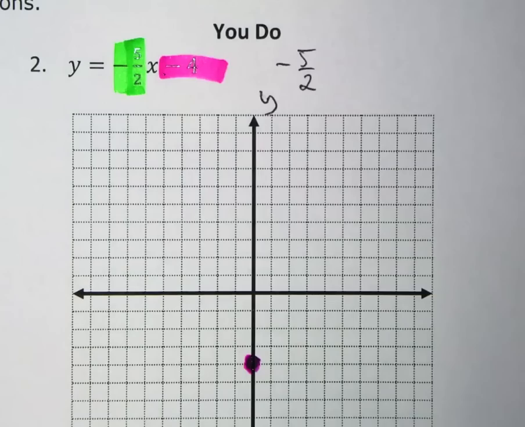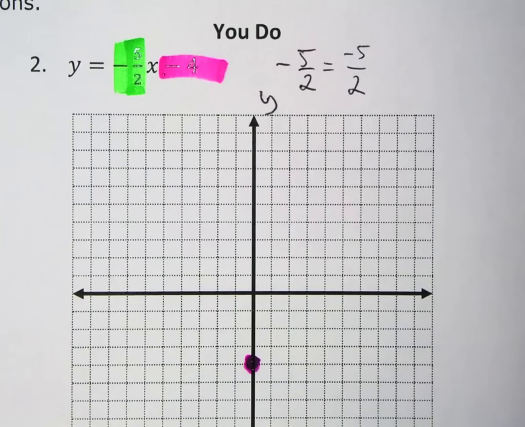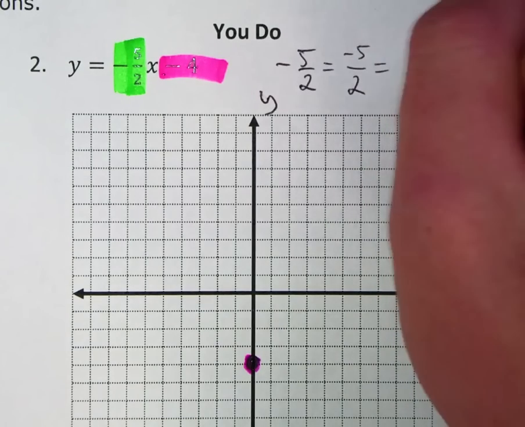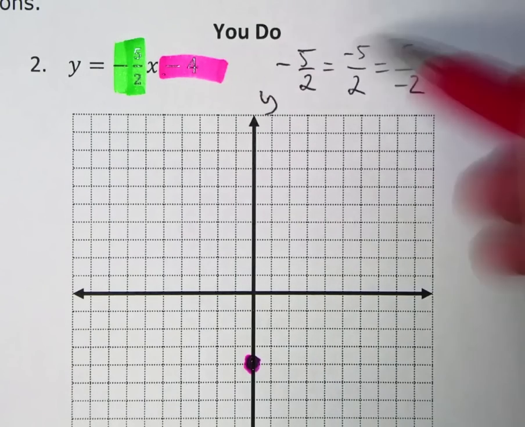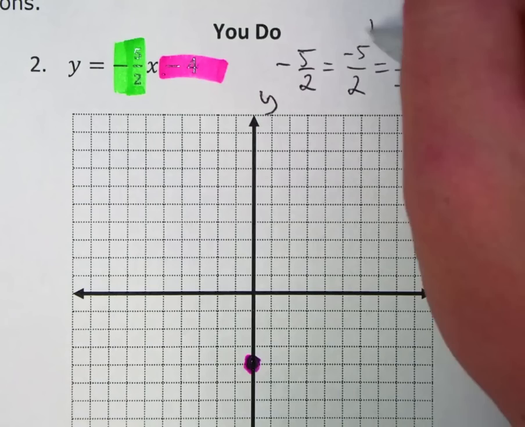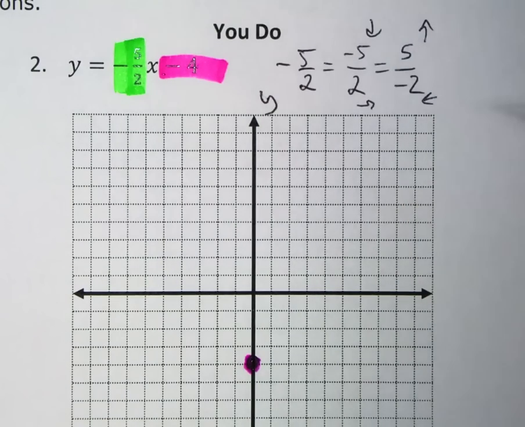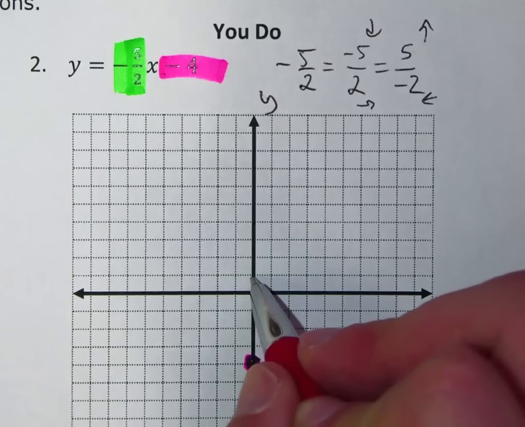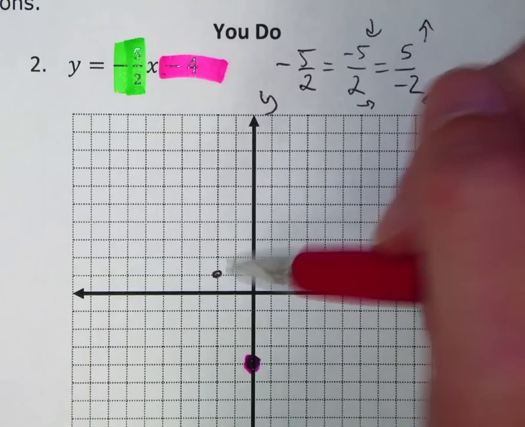If you have the negative out in front like that, I usually just put it in the numerator or the denominator. A negative divided by a positive is a negative, which is why this is the same thing. A positive divided by a negative is also a negative. You get to pick. Either go down 5 and to the right 2, or up 5 and to the left 2. Same thing. I'm going to go up 1, 2, 3, 4, 5, and then to the left 2, 1, 2. I'll walk my slope a few times.